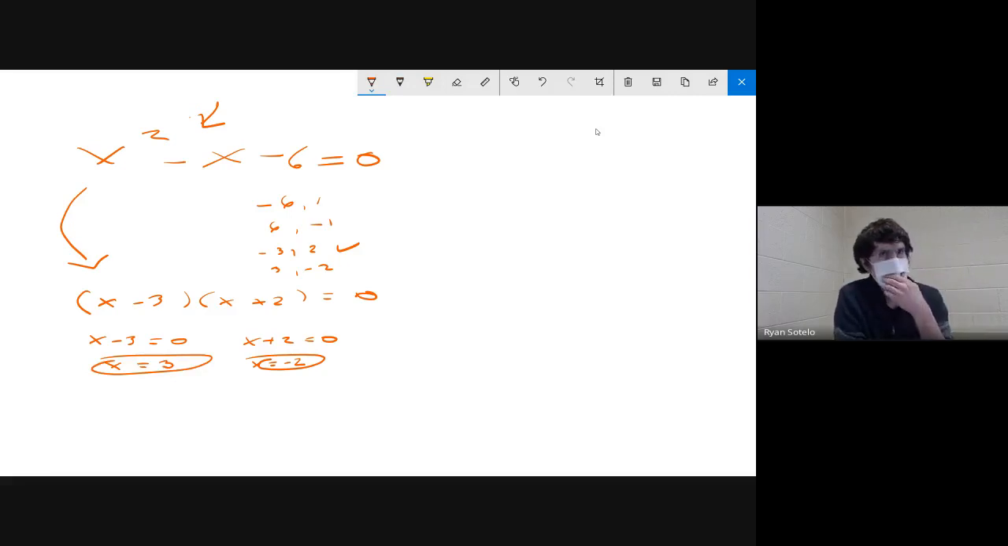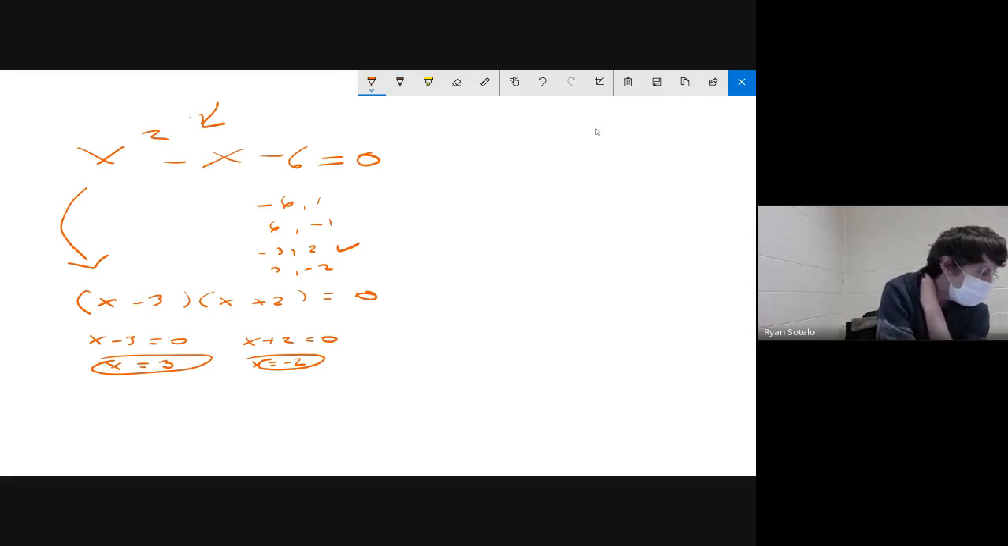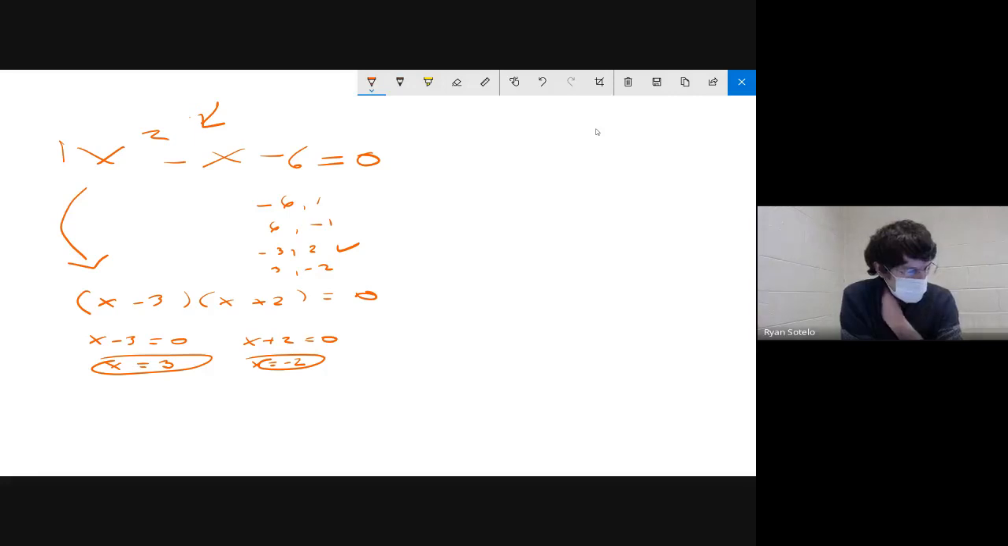And that was from the previous assignment. That was from factoring quadratics 1, because I have a 1 out here, like I have no number in front of the x squared. So this is the strategy. This is how you do it. You come up with the pairs of numbers that multiply to the constant term, and you choose the one that adds to the linear term, the linear coefficient, -1. And then you pick those, you factor it, you set each factor equal to 0, and those are your solutions.